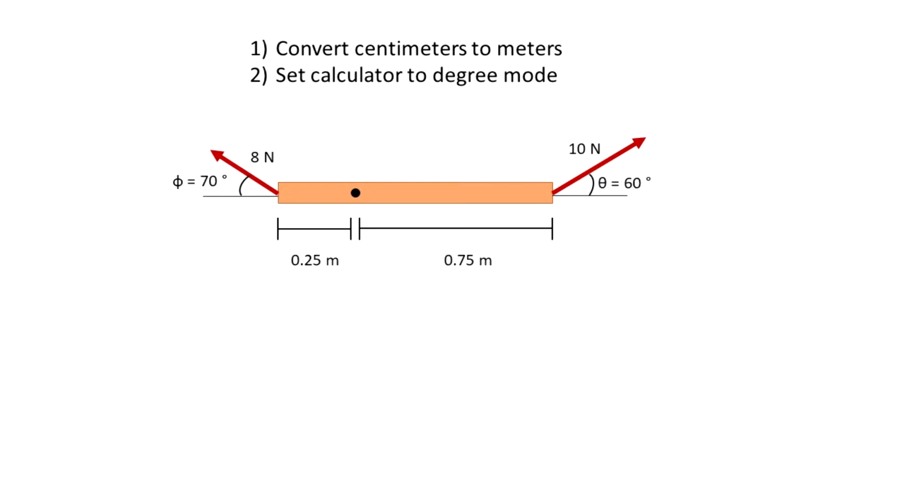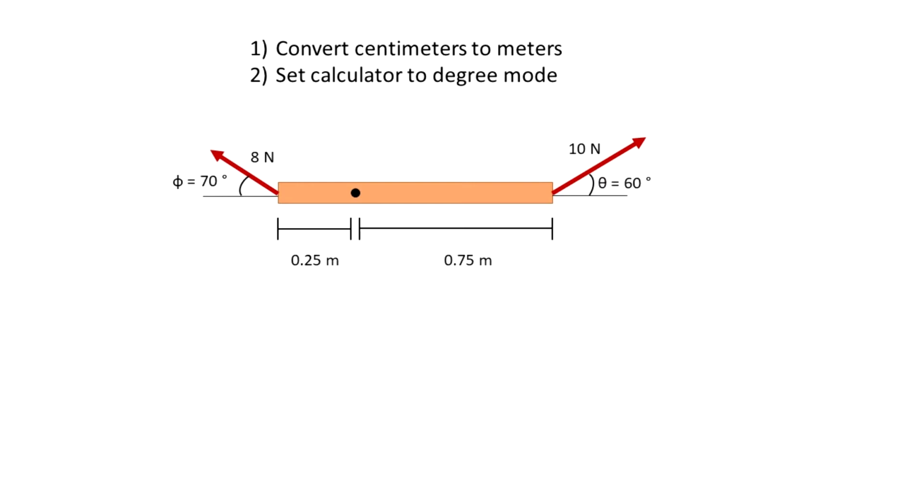At the left hand side there is a force that has a magnitude of 8 newtons and is making an angle phi that makes 70 degrees with respect to the negative x-axis. At the right hand side there is a force with a magnitude of 10 newtons that has an angle theta of 60 degrees with respect to the positive x-axis.